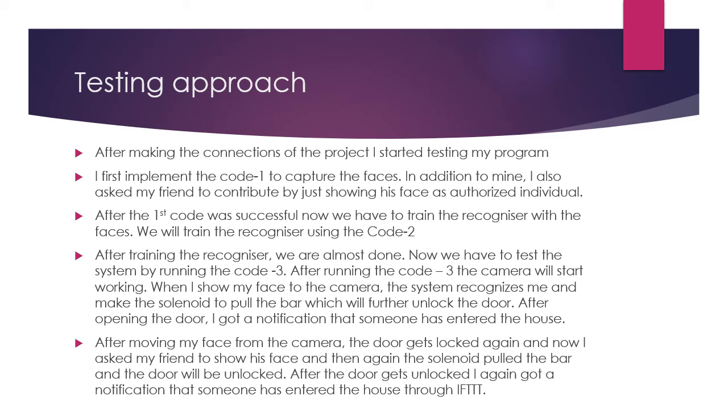After training the recognizer, we are almost done. Now we have to test the system by running code 3. After running code 3, the camera starts working. When I showed my face to the camera, the solenoid pull unlocked the door, and I also got the notification in my Gmail account that Michael Roy has entered the room. After I moved my face from the camera, the door got locked again. Now I asked my friend to show his face, and again the solenoid pulled the bar and the door was unlocked. So this is how I tested my project.